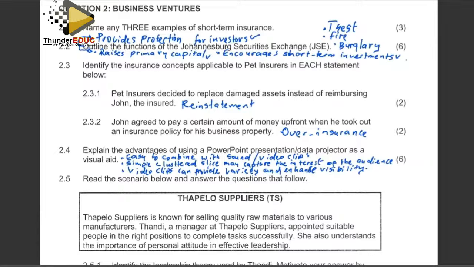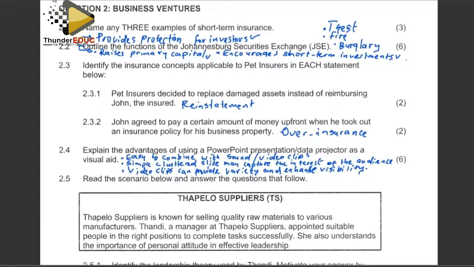Okay, right. So now we're saying that easy to combine with sound or video clips, and also simple clustered slide. Simple clustered slide may capture the interest of the audience. And also we're saying that video clips can provide variety and enhance visibility. Okay, grade 12. So now let's move on to 2.5.